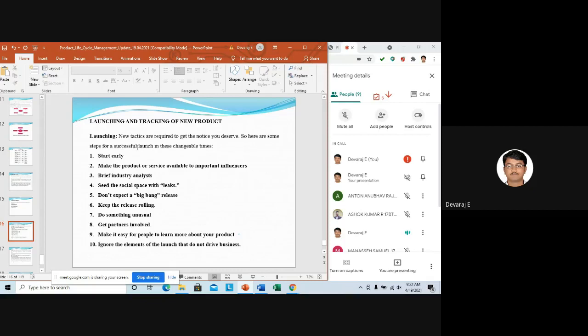So here are some steps for a successful launch. First is start early. What is this start early, students? Anyone? So is it like working on the project earlier, sir? And then making a few products available to the person who is representing a company, like a mass influencer who is very famous in social media. Using your product can increase your chances of sales.